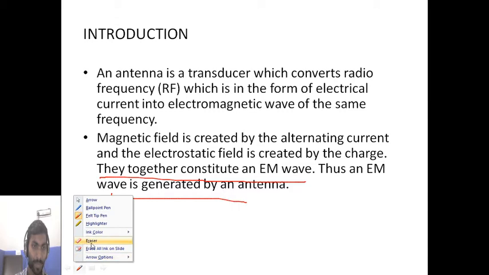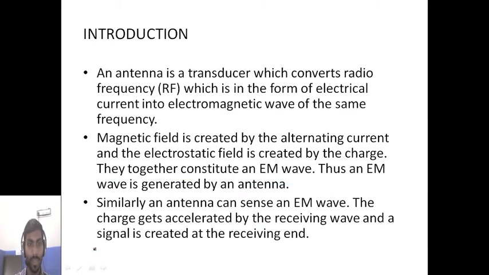Next, in this point we are going to say that similarly an antenna can sense an EM wave. If an antenna is generating an EM wave and transmitting, then it becomes a transmitter. It is sending a wave. But according to the definition, we mentioned it as a transducer. Transducer means along with sending the waveform, you need to receive the waveform too, right? So that is what I am saying. Sense means it is going to detect the waveform. Detecting means it is receiving the waveform.